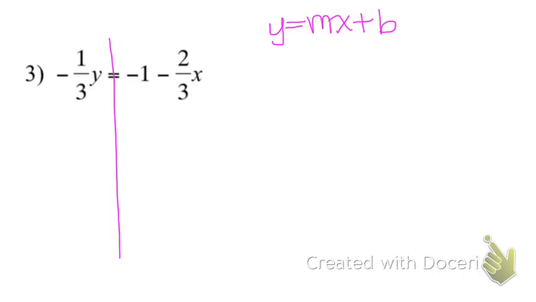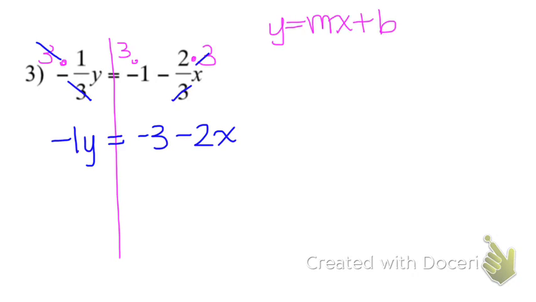So I'm going to go ahead and get rid of the 3 by multiplying all the parts of the equation by 3. Okay, this works out nicely because I see the 3's here cancel and the 3's by the x cancel. So now what I'm left with is negative 1y equals 3 times negative 1 is negative 3, and then I'm left here with negative 2x.